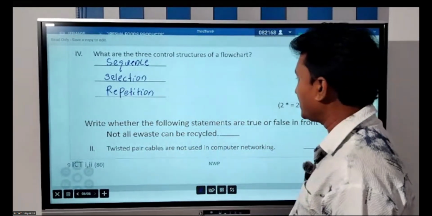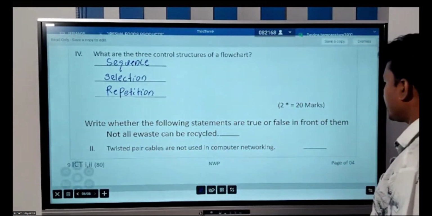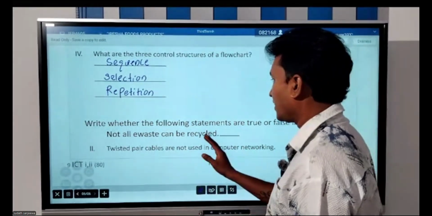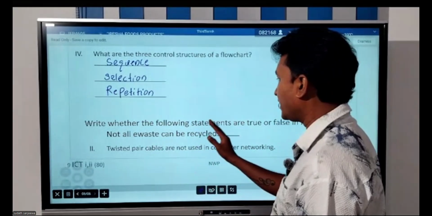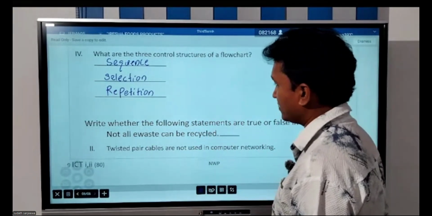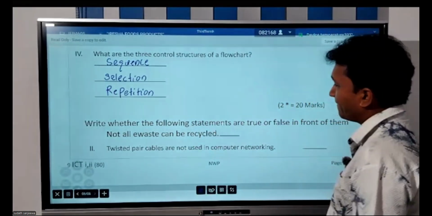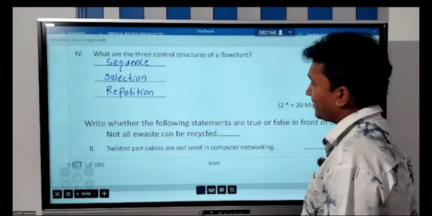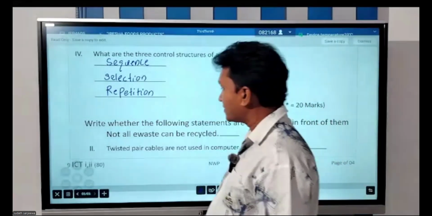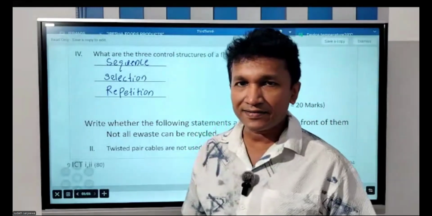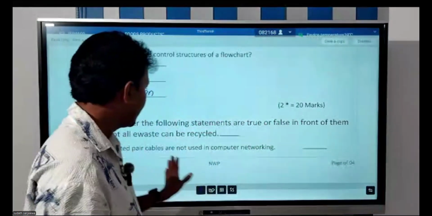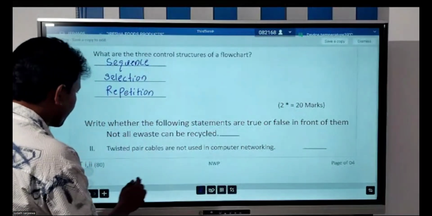Write whether the following statements are true or false in front of them. Not all e-waste can be recycled. True. Yes. Some e-waste cannot be recycled, right? So therefore, it's true.